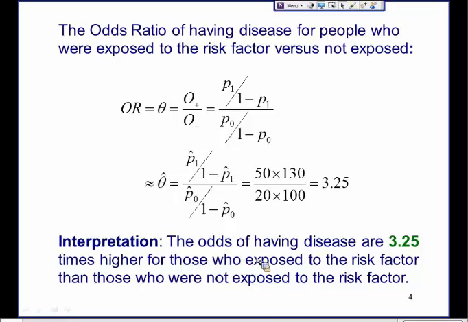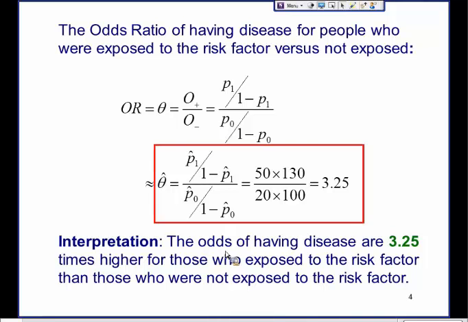You can say, well, if you're exposed to the risk factor, you're more likely to get the disease than if you're not exposed, and the odds ratio of that is 3.25. That's a proper way of saying it. But you definitely don't want to say if you're exposed to a risk factor, you're 3.25 times more likely to get the disease than non-exposed. I hope it makes sense to you. It's very important. Odds ratio is different from relative risk.